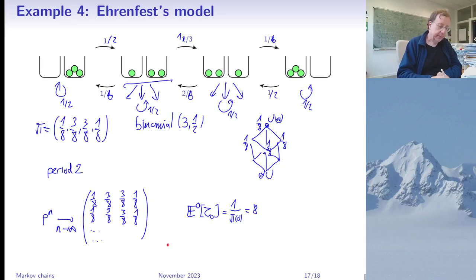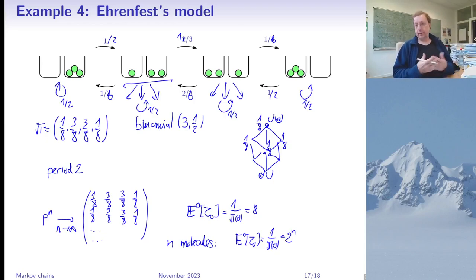But in general, if I have n molecules, then the mean return time will be, again, the inverse of pi of 0, but now pi of 0 is 1 over 2 to the n, so you get here 2 to the n. And that is very large when n is large, and that gives you these large mean return times to these extreme configurations with all atoms in one urn and no atoms in the other.